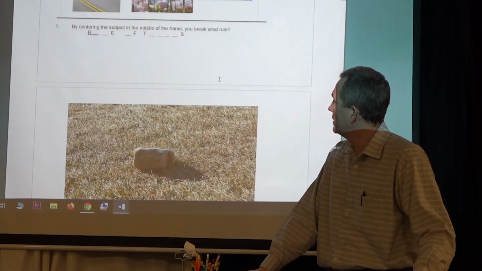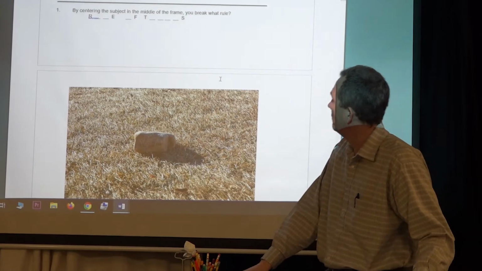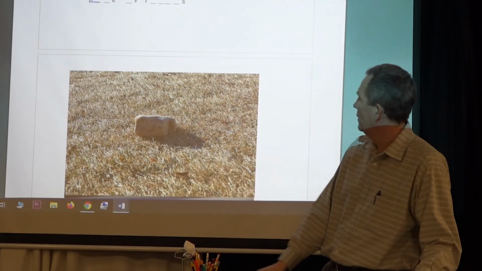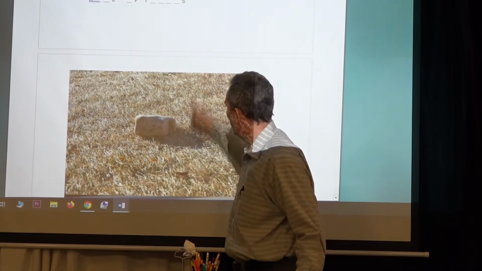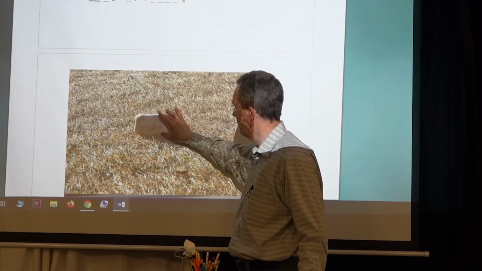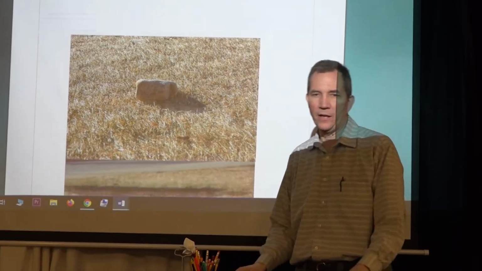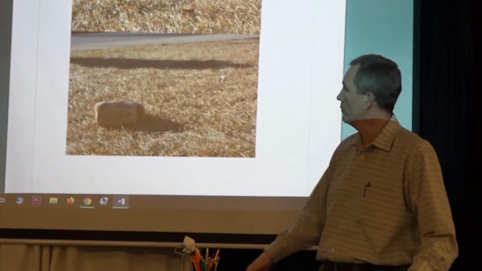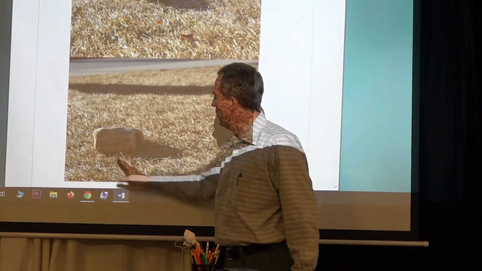And the first one is, by centering the subject in the middle of the frame, you break what rule? Rule of thirds. Right, so if we were to put a tic-tac-toe grid up here, that'd pretty much be right in the middle. That came from one of my students. I like this one better. Let's show obeying the rule of thirds. Scroll. So that's down on that third axis.